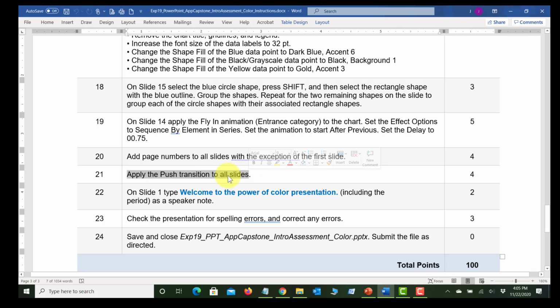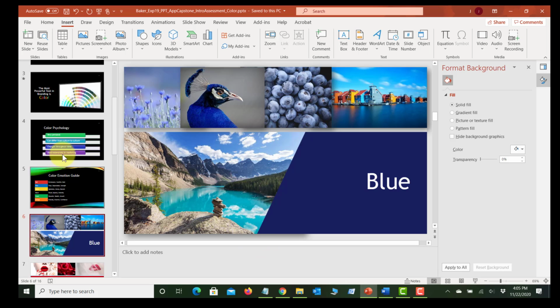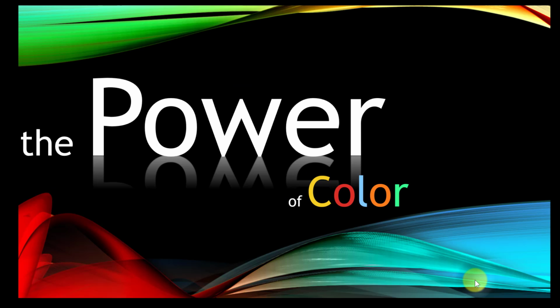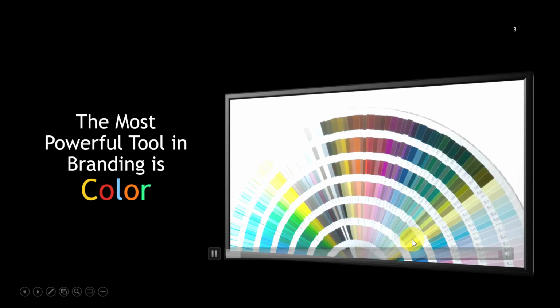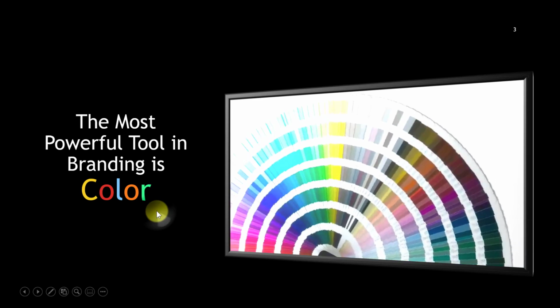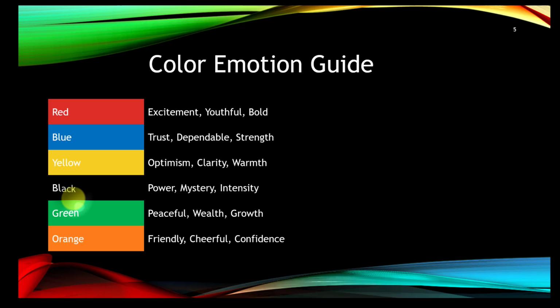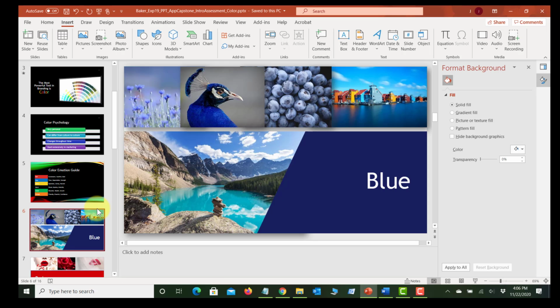Okay, we did step 20. We're on step 21: apply the push transition to all slides. So as we go from slide to slide, here's what it looks like right now. Let me start with slide 1. I click to slide 2, slide 3, there's our video, slide 4. There's nothing fancy. It's just boom, there's the next slide. Boom, there's the next slide.